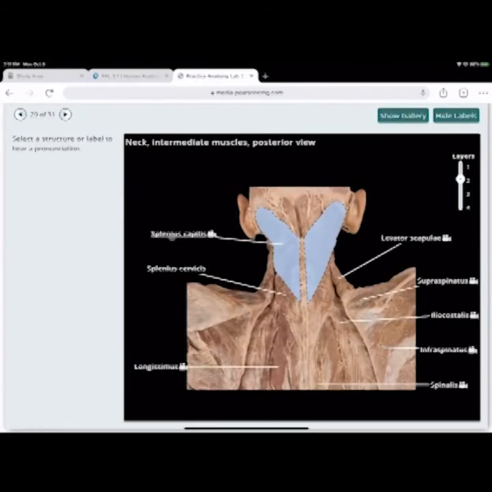So that's the splenius capitis, splenius cervicis, and the longissimus muscle runs down the length of the spinal cord. The spinalis muscle runs medial to the longissimus muscle. The iliocostalis muscle runs to the outside, you'll see where those are located, and the supraspinatus runs above the clavicle bones over the back. And then the levator scapulae of the neck.